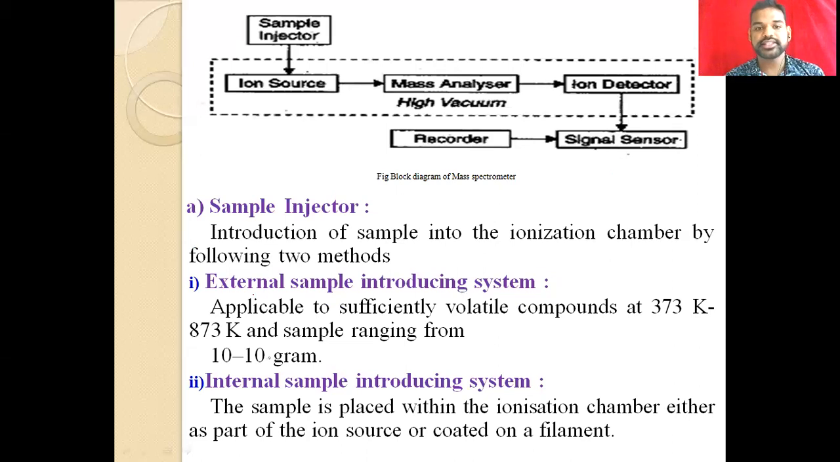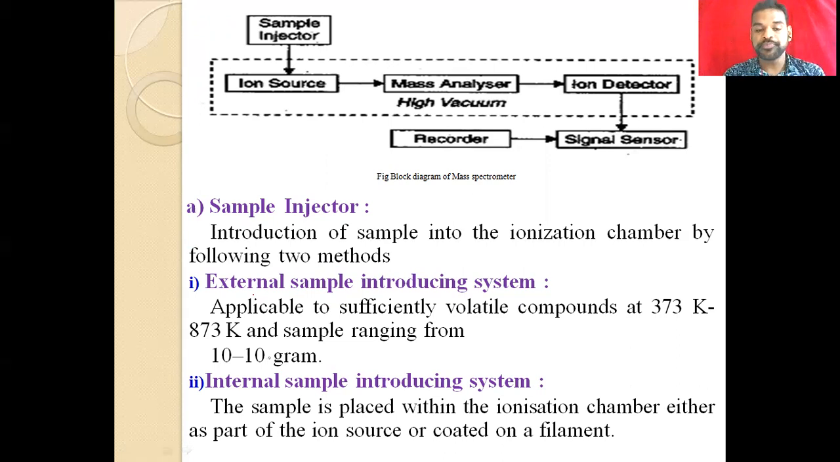The external sample introducing system is applicable to volatile compounds at 373 Kelvin to 873 Kelvin. That means in this temperature range, if the compound is volatile, we can follow this technique, the external sample introducing technique. Normally 10 gram of sample is enough.